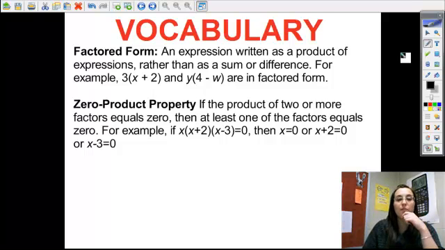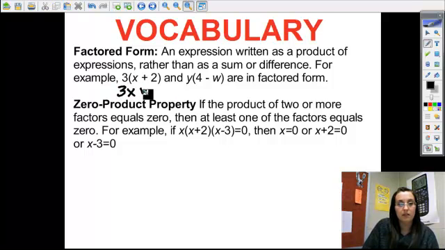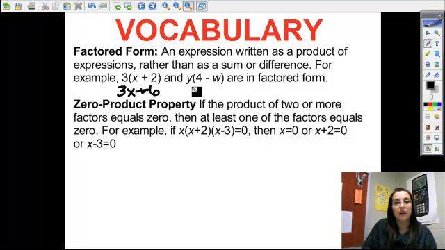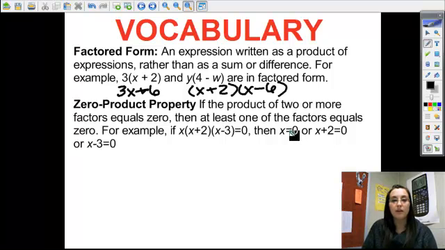Factored form. Factored form means that I'm going to take an expression and write it as a product of expressions rather than a sum or difference. So for example, 3 times (x plus 2) and y times (4 minus w) are in factored form. 3(x plus 2) is really the same as 3x plus 6, right? So factored form is writing it as 3 times (x plus 2) rather than 3x plus 6. Another example of factored form might look something like this: (x plus 2) times (x minus 6). And we're going to see how to do that here in a little while.